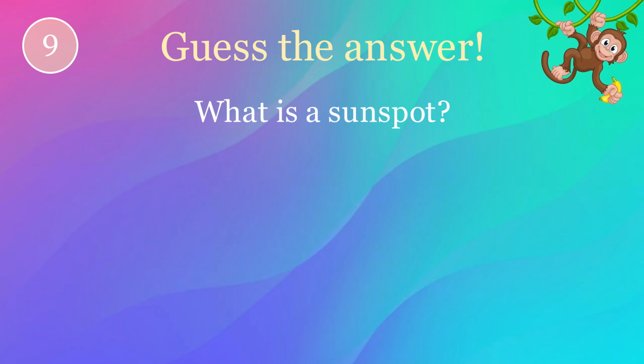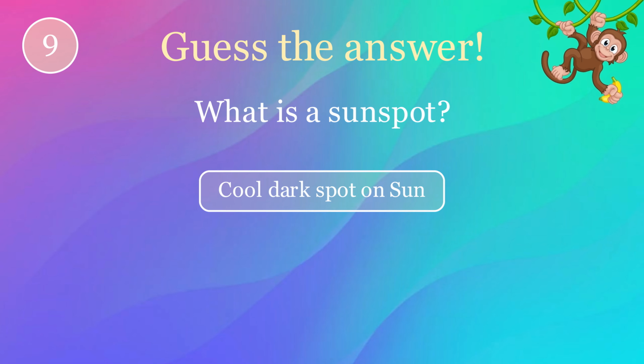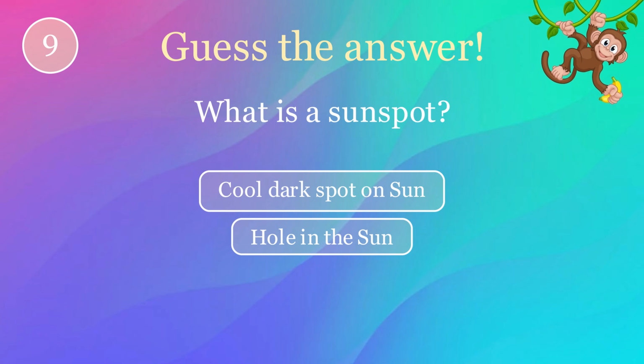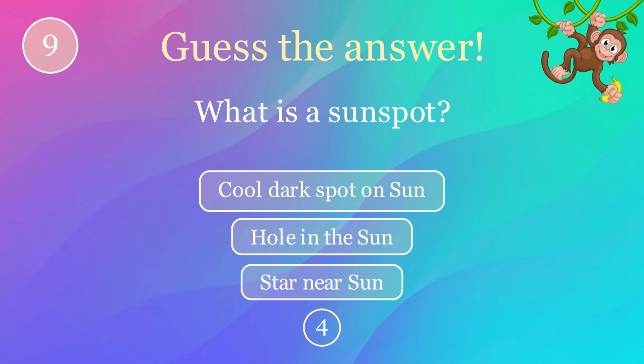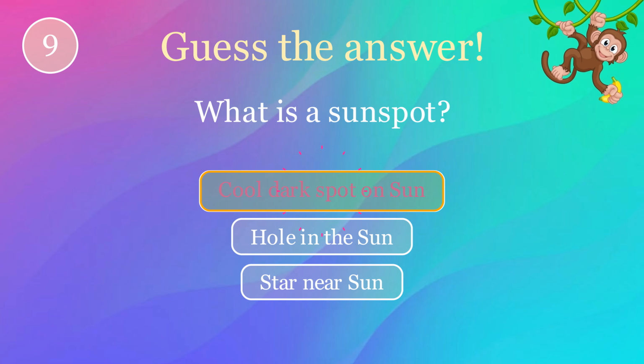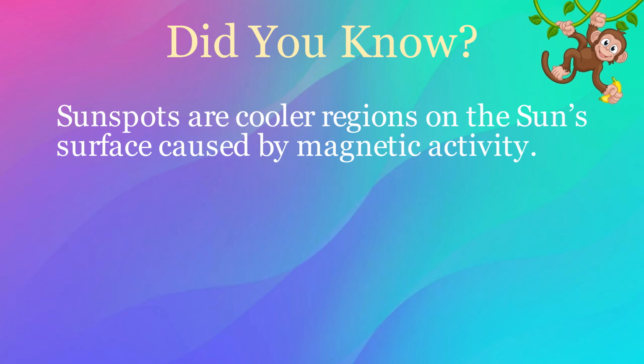What is a sunspot? Cool dark spot on sun. Hole in the sun. Star near sun. The correct answer is cool dark spot on sun. Here's an interesting fact: sunspots are cooler regions on the sun's surface caused by magnetic activity.